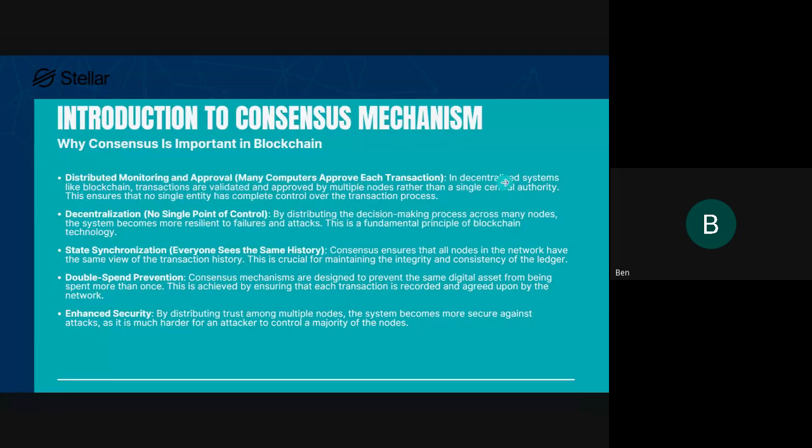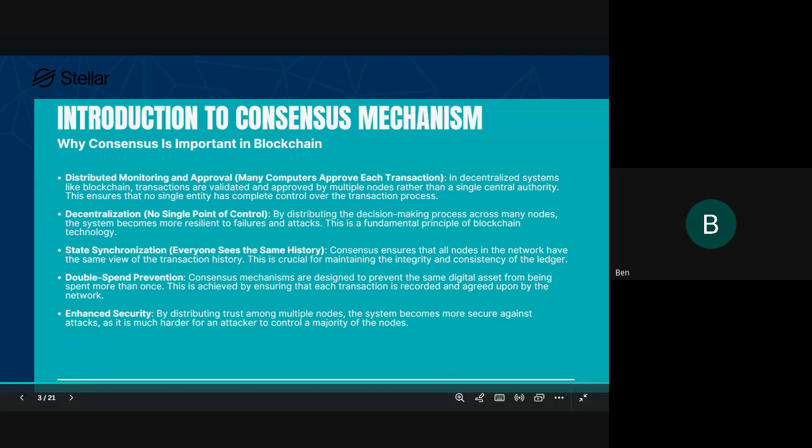In decentralized systems like blockchain, transactions are validated and approved by multiple nodes rather than a single central authority. This ensures that no single entity has complete control over the transactions. So in the case of blockchain, it's not one person or one entity that makes the decision, just like it will happen in a bank. In a bank, it is the bank that makes the decision, but in a decentralized system, nodes have to agree. It's more like a democracy.